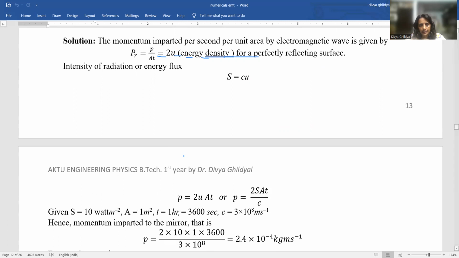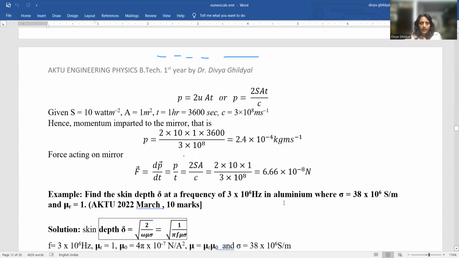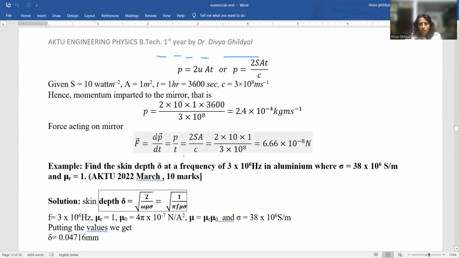60 minutes is equal to 60 into 60 seconds, that is 3600 seconds. And velocity of light is 3 into 10 to the power of 8 meter per second. So momentum, you keep these numerical values in this very simple expression and you get the value. Then force is rate of change of momentum. So this momentum will be simply divided by time, or P is equal to SA upon C.